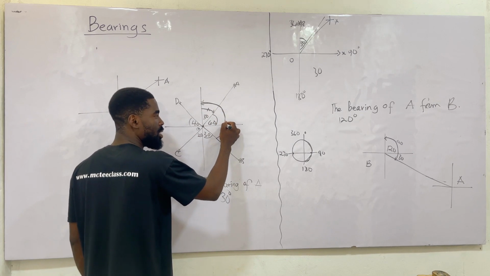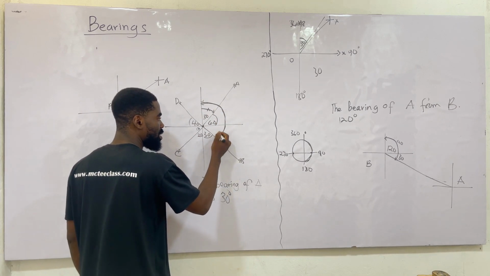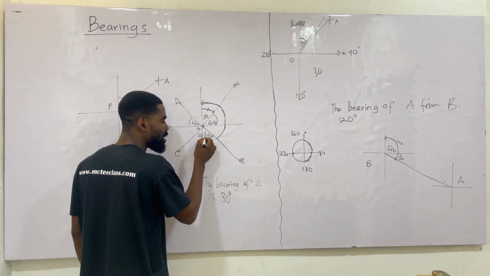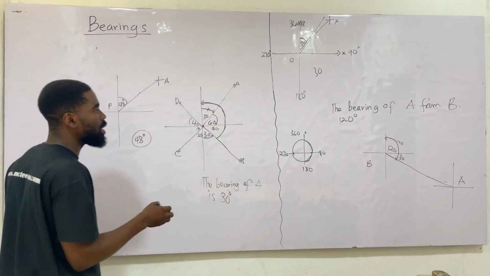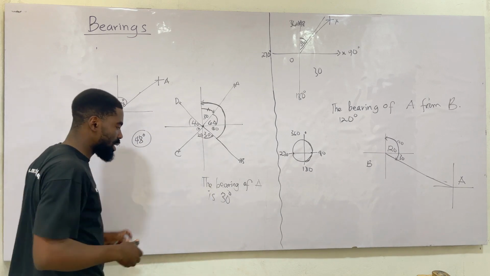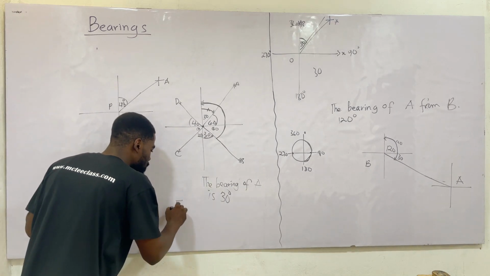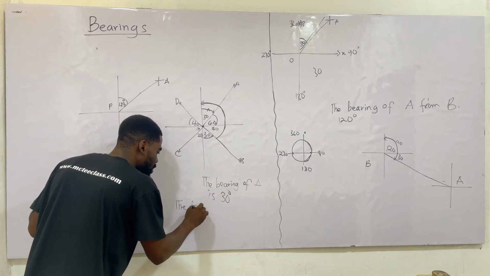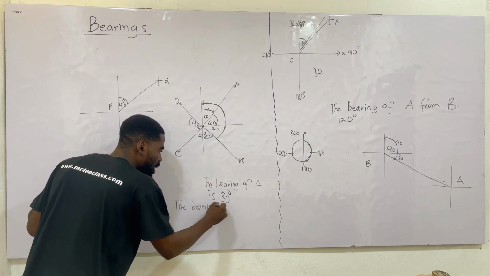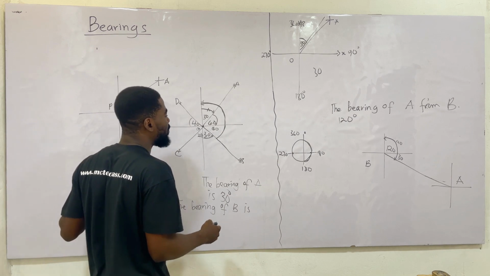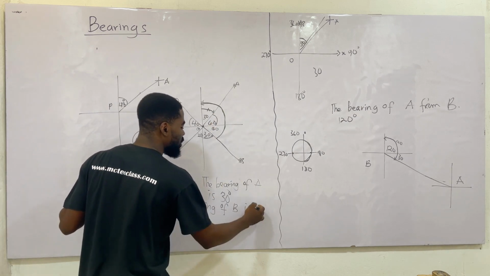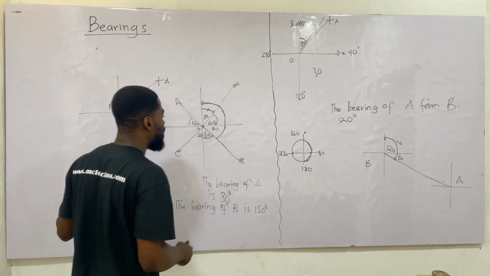I've already covered 90. Then I've covered what? This one. But I know this angle is 30. So here gives me what? 60 degrees. That means the bearing is going to be 90 plus 60, which is 150. So now the bearing of B is 150. That's this plus that. So 150 degrees. Hope you are following.